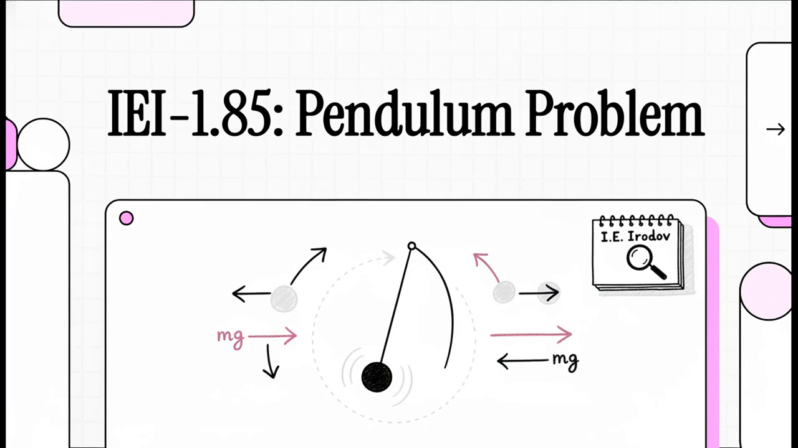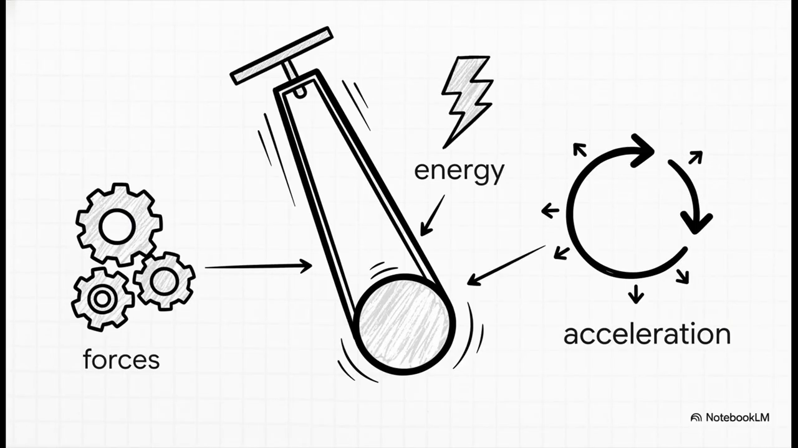All right, if you've ever cracked open a physics book like Irodov and felt that little bit of panic, you're not alone. So today, we're going to tackle one of its most famous problems, 1.85. And trust me, by the time we're done, you'll see it's not as tough as it looks. Okay, so let's get into it.